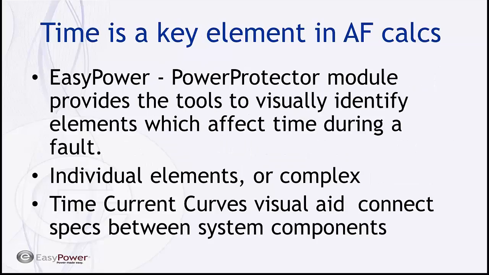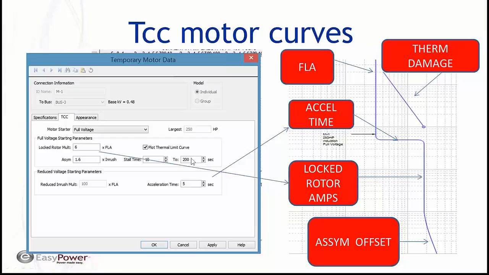So as we mentioned before, time is a key element in calculating arc flash incident energy. The advantage of Power Protector, which is the EasyPower coordination module, is it allows us to visually identify elements which affect time and how to coordinate those elements by doing adjustments to their performance and trip curves. It works with individual elements or a complex combination of elements, and again, it allows us to connect the performance of a protective device with the loads involved.